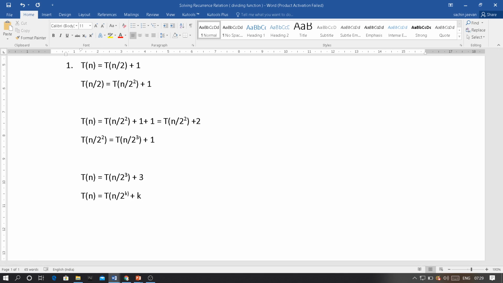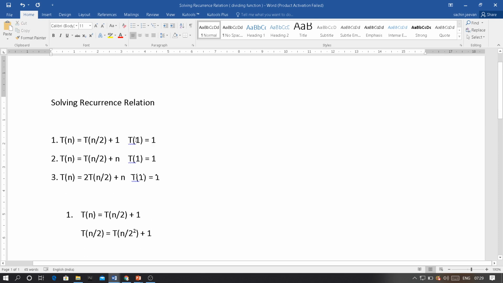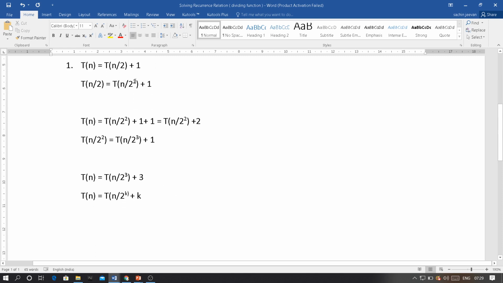So after we generalize, we need to see the end condition. Yesterday I told you that T of 1 is equal to 1. It means that when n is 1, the value is 1. So the stopping condition is not 0 like yesterday. Now the stopping condition is 1. For a dividing function, the maximum end point will be 1 only, because when you keep on dividing something by 2 or 3 or 4, you will not get 0. You can get 1 at most when you divide by 2. That is why the end condition is 1.